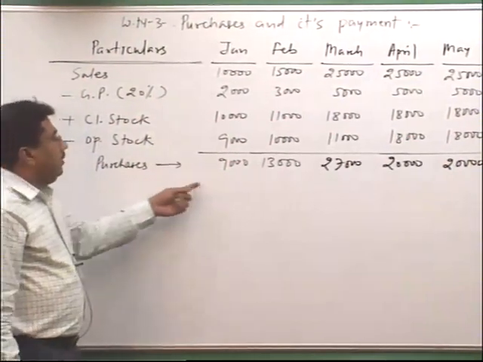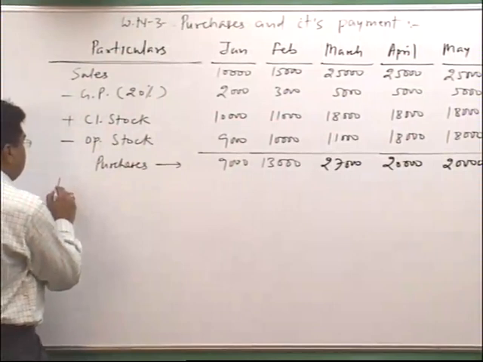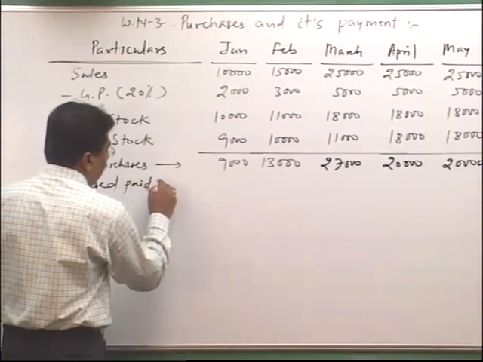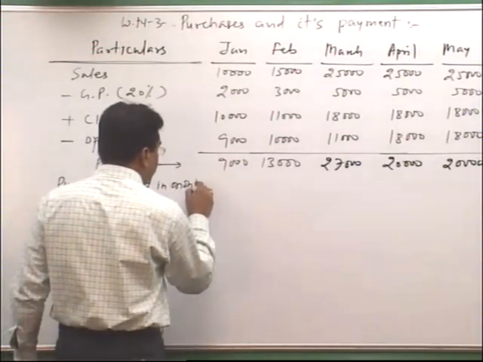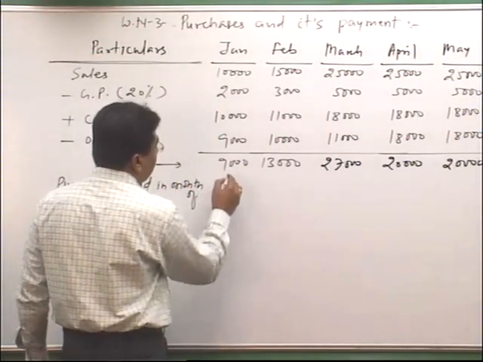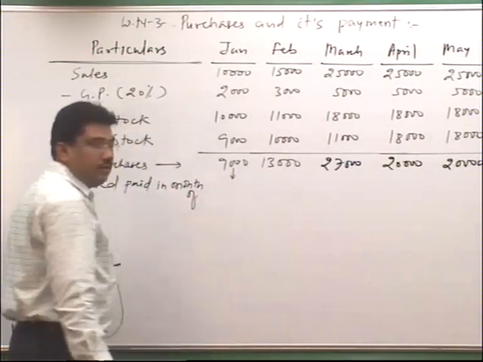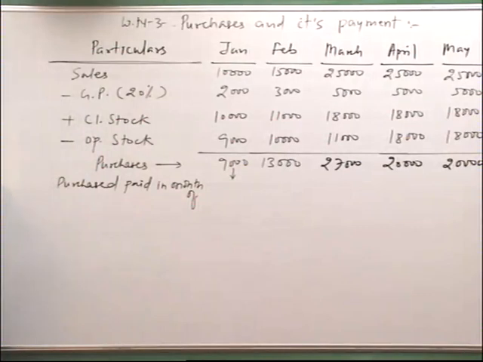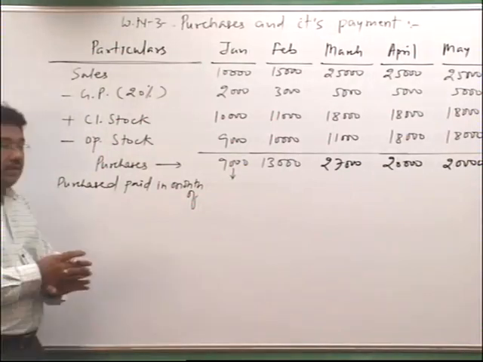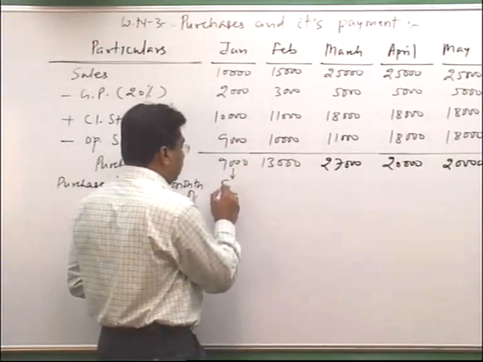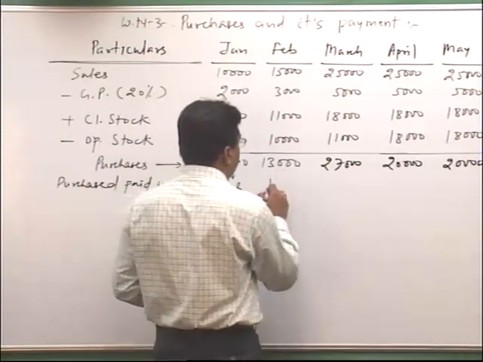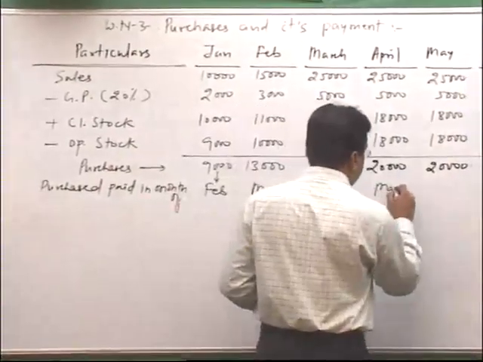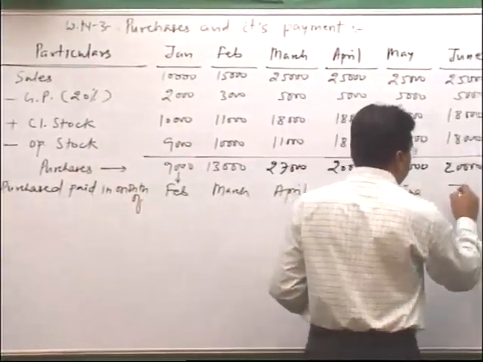So payment will be made in the next month. So purchase is paid in the month of. This 9,000 is the purchase of January. So it will be paid in the month of February, because according to the question, we purchase at 1 month's credit. So this 9,000 will be paid in February, this will be paid in March, April, May, June and July.